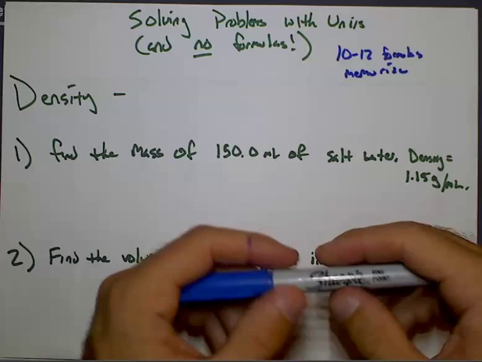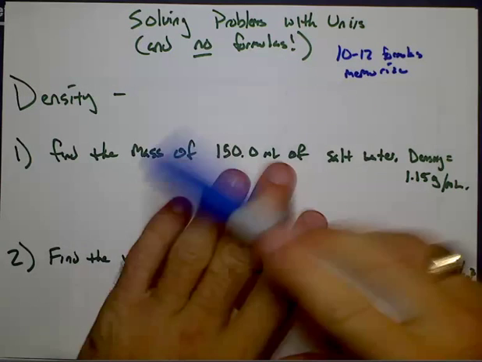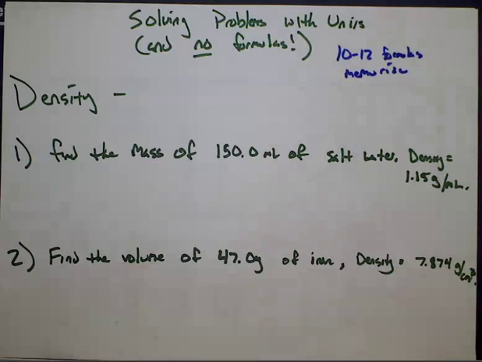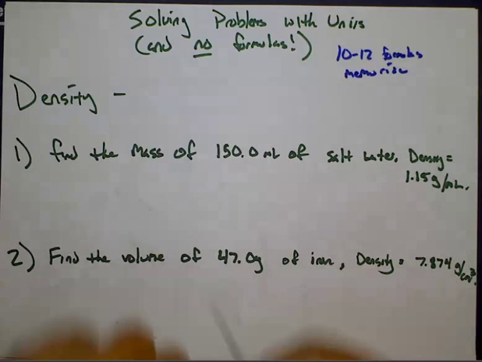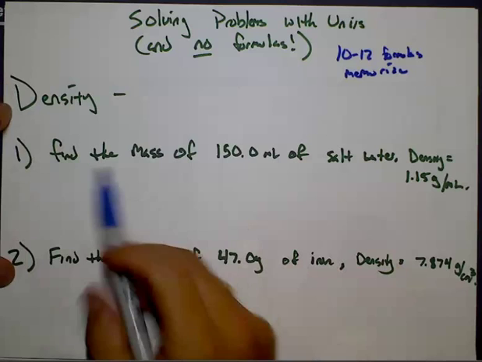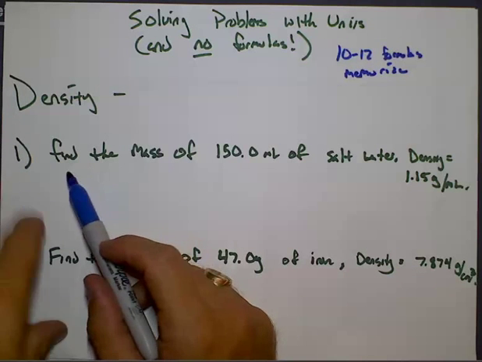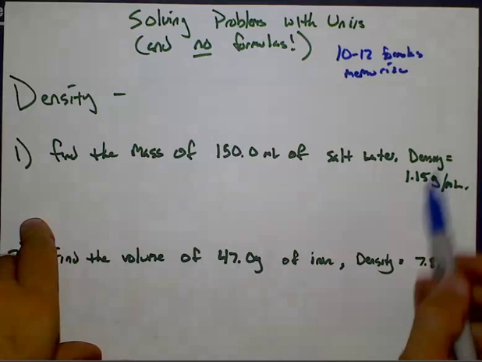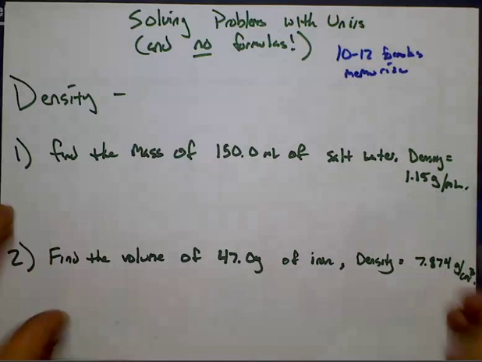What I'm going to show you here is a method to never have to know a formula again. So let's take a look and see how we're going to do it. It's all about units. So if we look at density, something we should be familiar with by now: finding the mass of 150.0 milliliters of salt water where the density is 1.15 grams per milliliter.